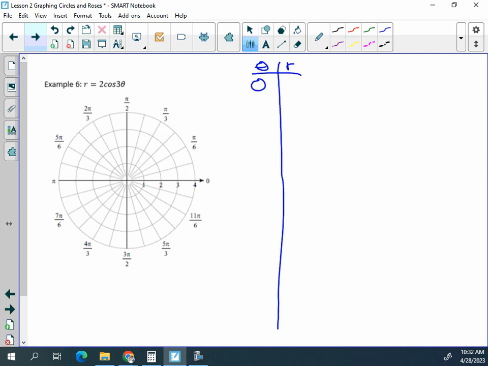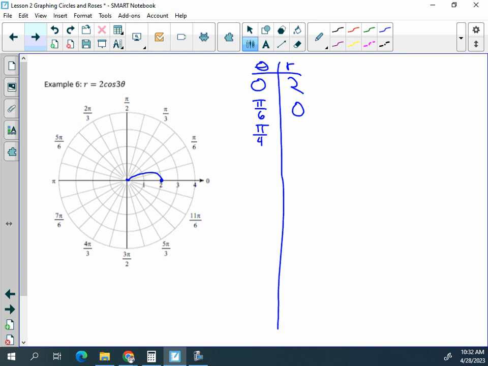So we've got 0. 3 times 0 is 0. Cosine of 0 is 1. 1 times 2 is 2. All right, pi over 6. Multiply that by 3. You get pi over 2. Cosine of pi over 2 is 0. 0 times 2 is 0. So this is kind of funky. It would curve up a little bit, but then it'd come back to 0.